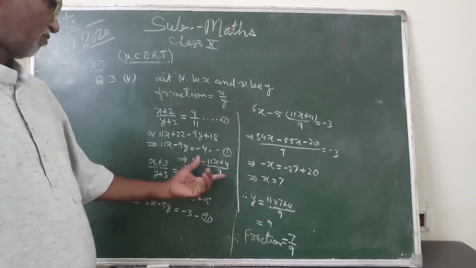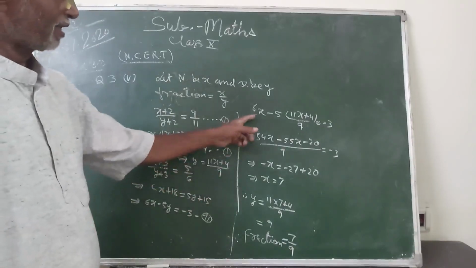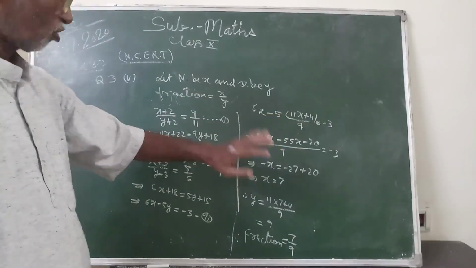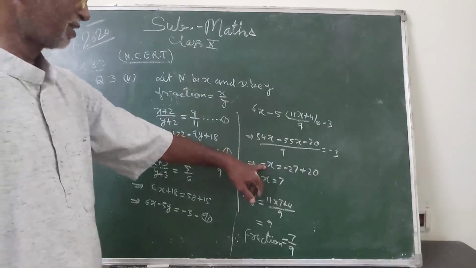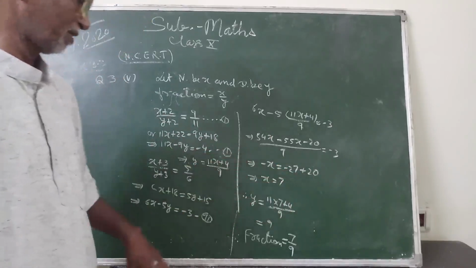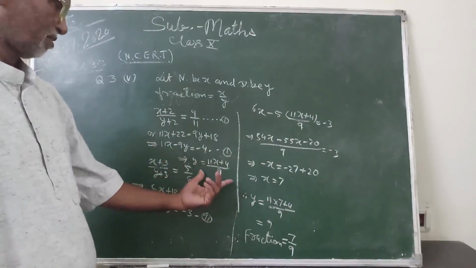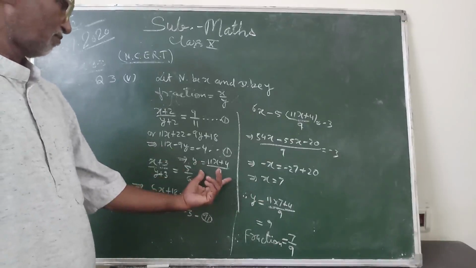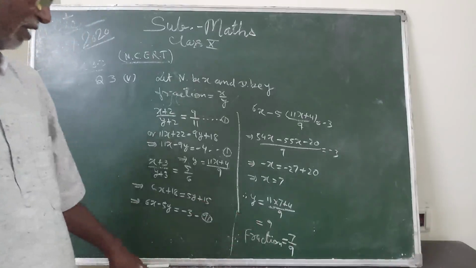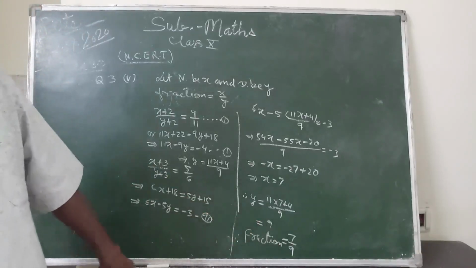On putting the value of y obtained from the first in equation 2, we get 6x minus 5 into (11x plus 4) upon 9 is equal to minus 3. On solving it, it becomes minus x is equal to minus 27 plus 20, that is x is equal to 7. By substituting x equal to 7 in the value of y obtained from the first equation, we get y is equal to 9. Therefore, the required fraction is 7 by 9, which satisfies the whole equation.